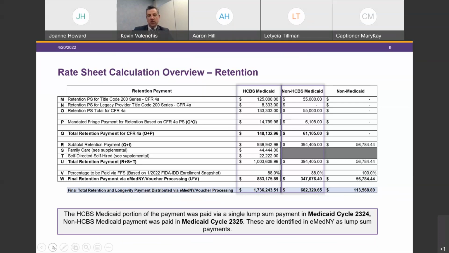All right, which is why this is now an 88% of the total value that is going to be paid through fee-for-service. So again, everything is identical between the longevity and the retention from A through U, and then column V will be, and this is an example of where it changed. Other providers may have not had a change.